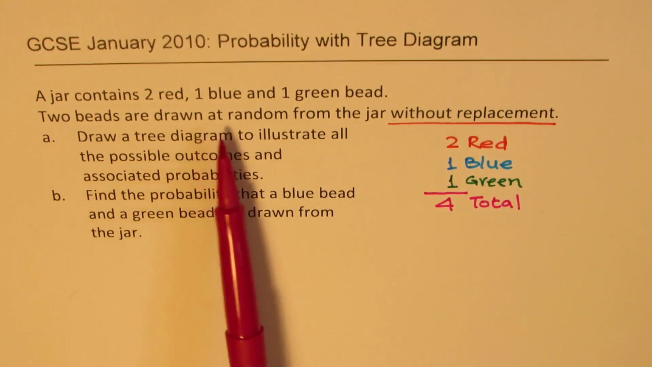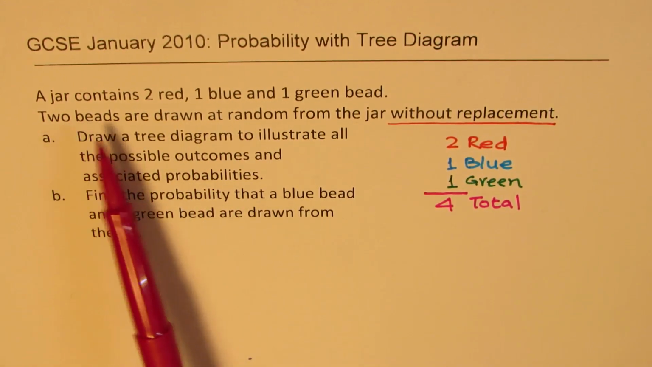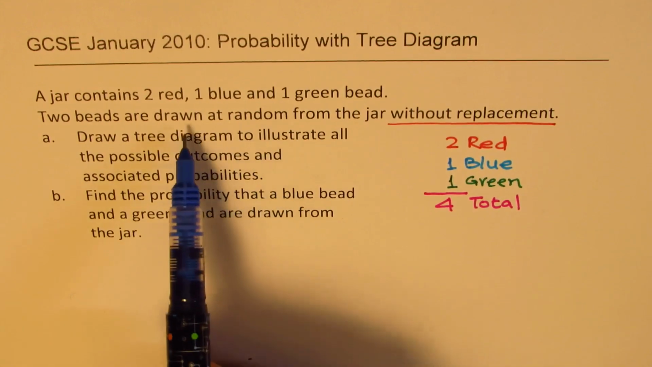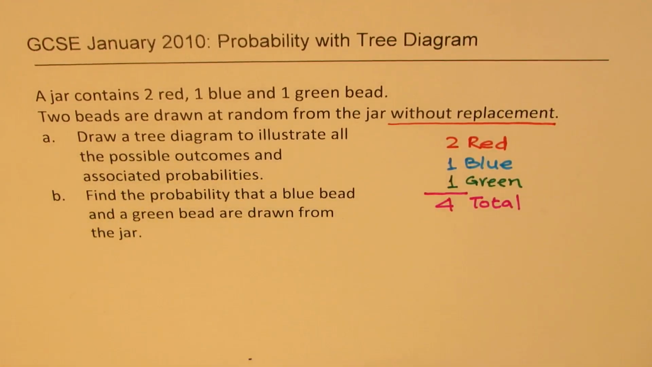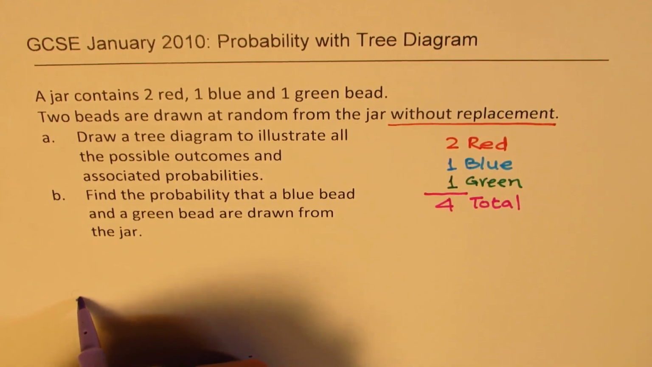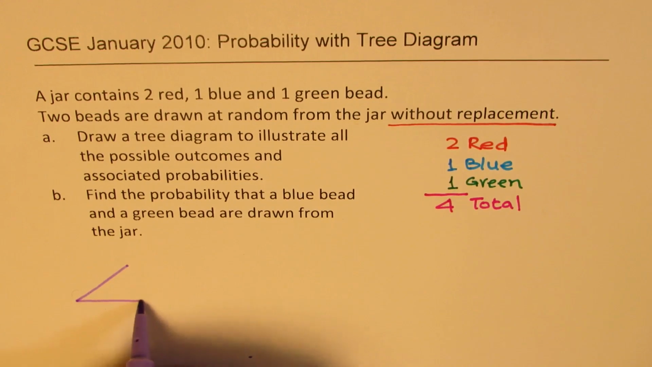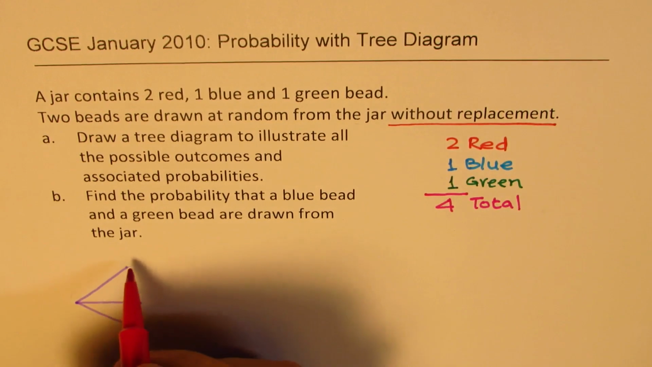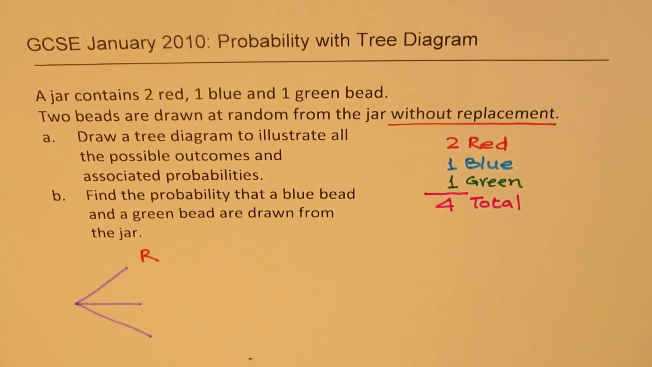Now 2 beads are drawn at random. So what we will assume here is one after the other. So when we are saying 2 beads are drawn at random, we'll say one after the other. So it involves 2 steps, right? So in step number 1, for example, you could draw either color. So in step number 1, let's begin from here, you have 3 combinations. So you could get a red, you could get a blue or a green, right?